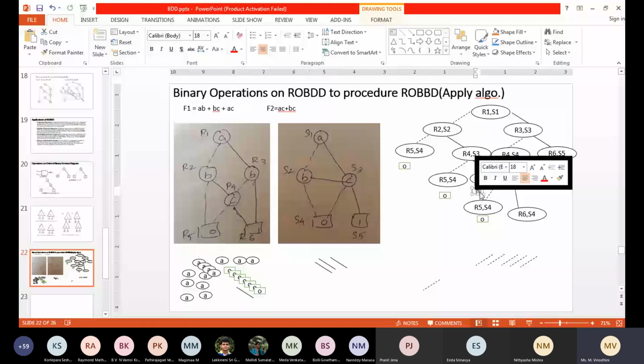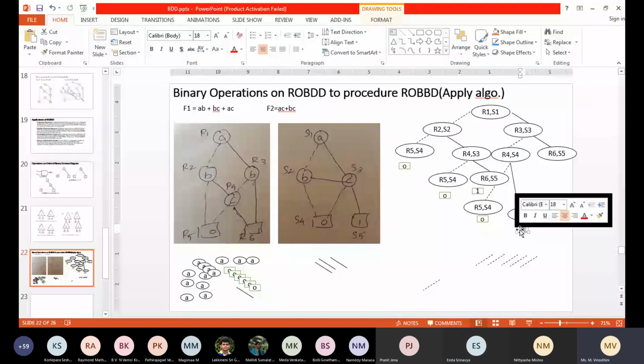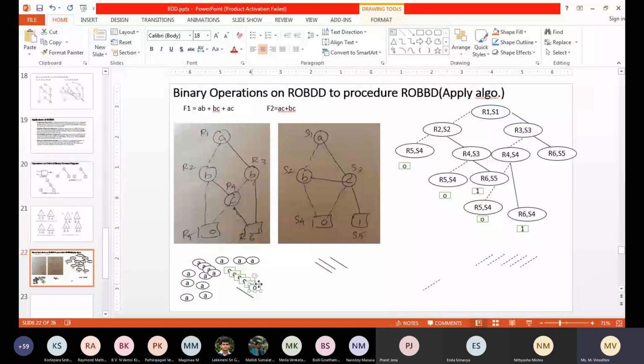R6, S4. R6 is 1, S4 is 0. So 1 plus 0, OR operation, how much will it be? 1 plus 0. 1. So this is 1. And what do I have to write here, this leaf node, this one, tell me. R6, S5. 1, ma'am. R6 is 1, S5 is 1. So 1. So this is the third step. This ends the third step.